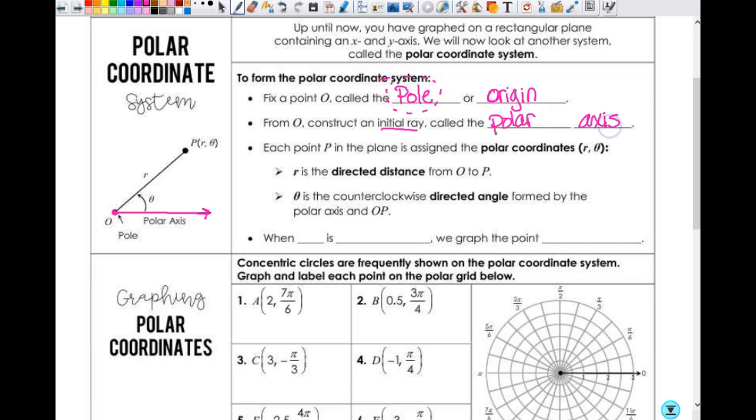Where in the rectangular coordinate system, you have an X and a Y axis. They are intersecting lines, and where they intersect, that is the origin. For the polar coordinate system, you only have one axis, and it's a ray. This is my polar axis, and the origin or the pole is the endpoint of the ray. Okay? So it says each point P, here's point P, is in the plane and has the polar coordinates r comma theta. R is the directed distance from O to P. And theta is the counterclockwise directed angle formed by the polar axis, and this should be line segment OP.